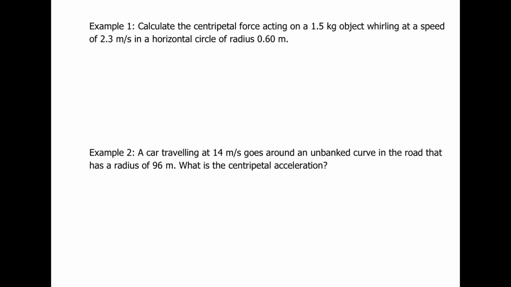Calculate the centripetal force acting on a 1.5 kilogram object whirling at a speed, not a velocity, a speed of 2.3 meters per second in a horizontal circle that has a radius of 0.6 meters. A nice, straightforward, plug it in kind of question. And I want the centripetal force.